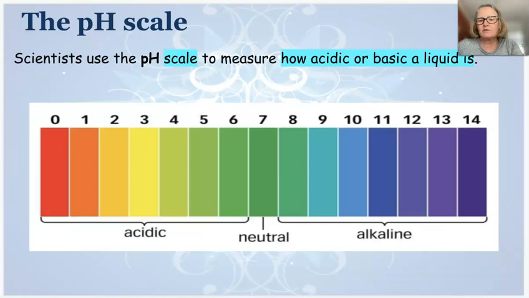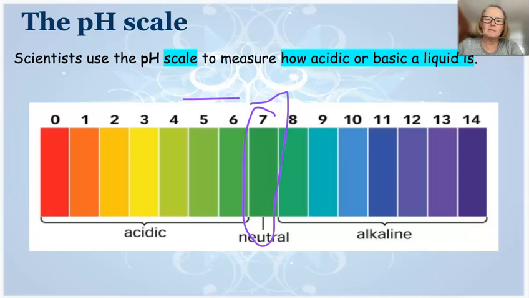But we need to have some kind of measure of acids and bases, and for that we use a pH scale. And the pH scale is actually measuring the amount of hydrogen ions or hydroxide ions in a solution. So in the center, it is neutral. So pH 7 is neutral. That means it is neither basic nor acidic, and pure water would be pH 7.